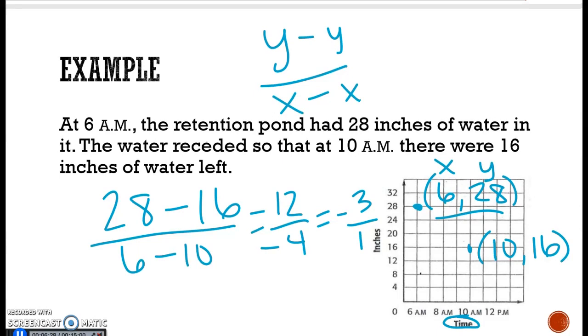So this is the end of the video. Basically what you need to get out of it is that when you are writing an ordered pair, your x's always come first, or the numbers on the bottom of the graph, and your y's are second, or the numbers going up on the side, so in this case inches. You are going to use the formula y minus y over x minus x every single time.